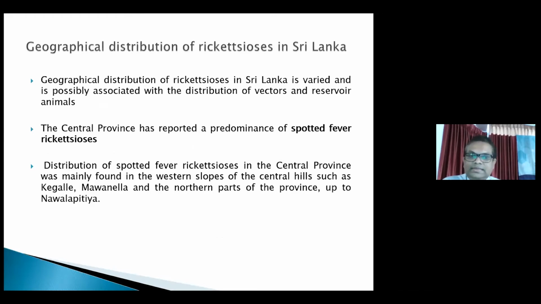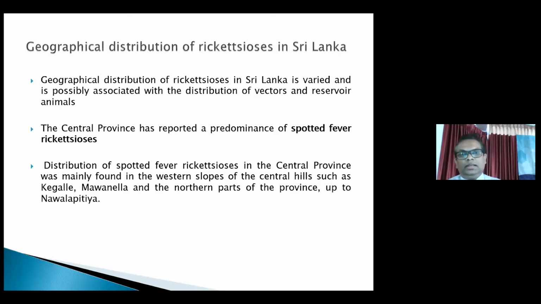Now, according to this study, the central province reported a predominance of spotted fever group rickettsioses, because they analyzed the sera and found that spotted fever is the predominant type in the central area. And regarding the distribution, that is where we are involved actually. Spotted fever rickettsioses in the Sri Lankan central province were mainly found on the western slope of the central hills, such as Kegalle, Mawanella and other parts of the province up to Nawalapitiya. So that is where we are actually involved.